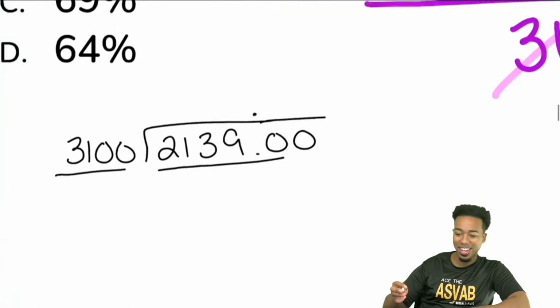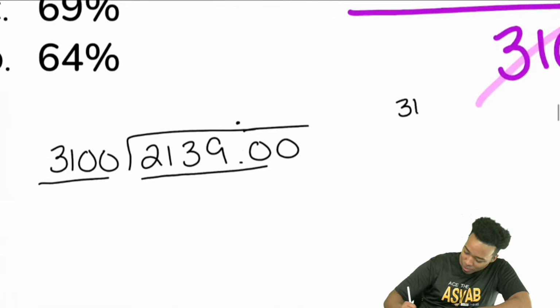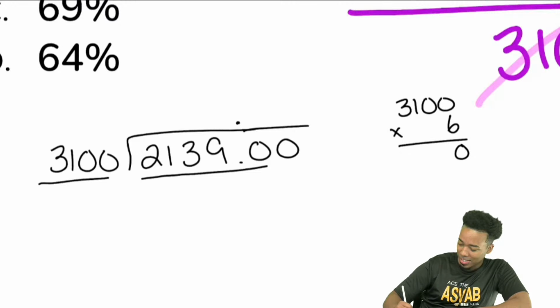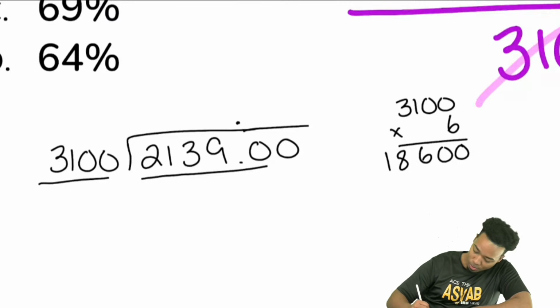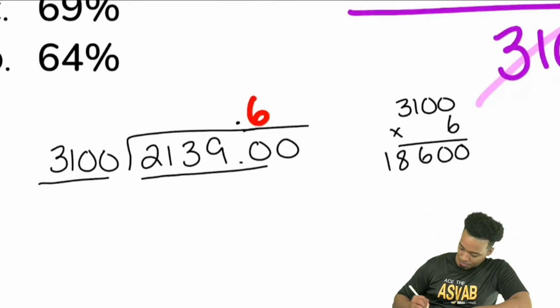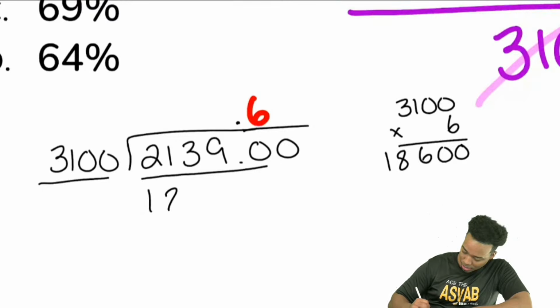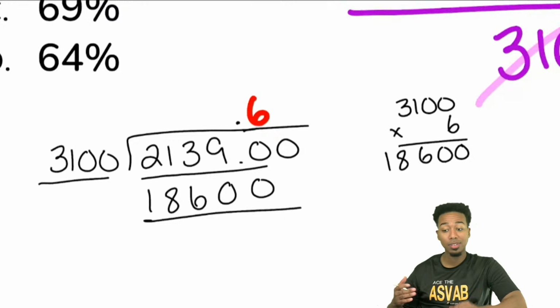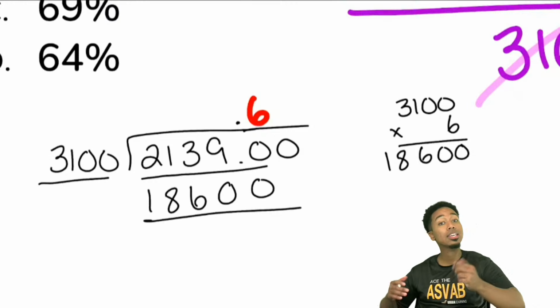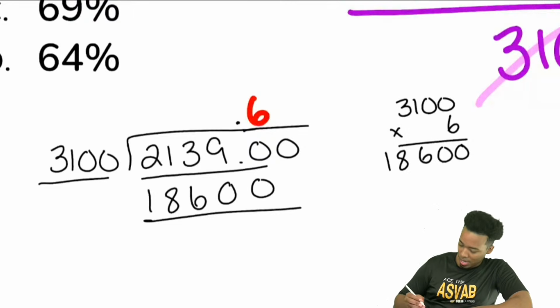So I'm going to go ahead and say, hey, 3,100 times 6. That's going to be 0 times 6, 0 times 6, 1 times 6, and 3 times 6. So 18,600, that's what we get when we plugged in 6. And so again, that's going to be 18,600. What we'll do now is we'll go ahead and subtract to see what we have left, to see what we can keep doing.